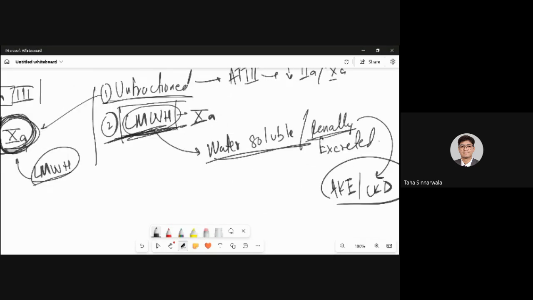So then if we cannot give low molecular weight heparin, what medication should we give these patients? Warfarin. Okay, yeah, technically you can also give them warfarin, but unfractioned heparin would be much better if the patient has CKD.